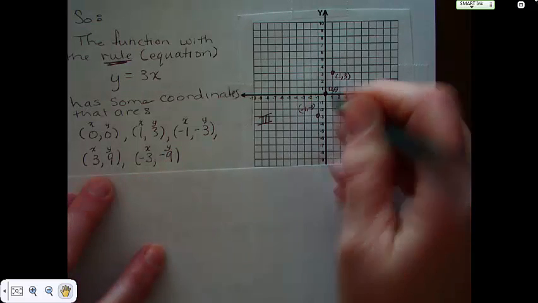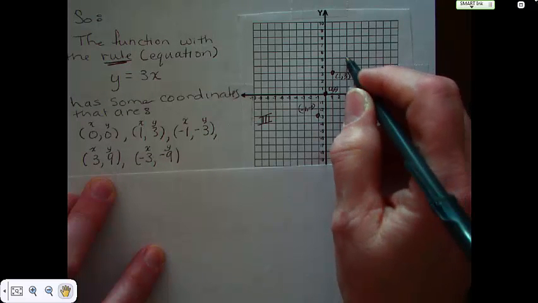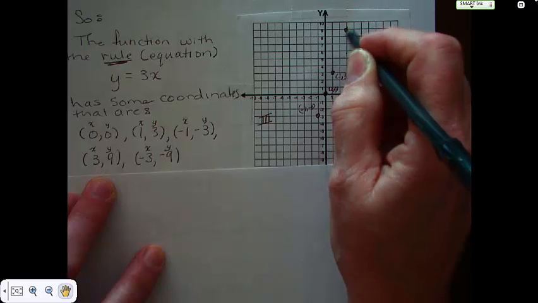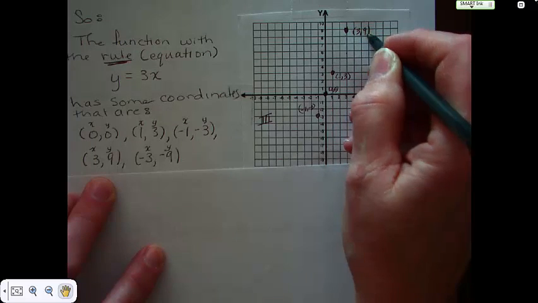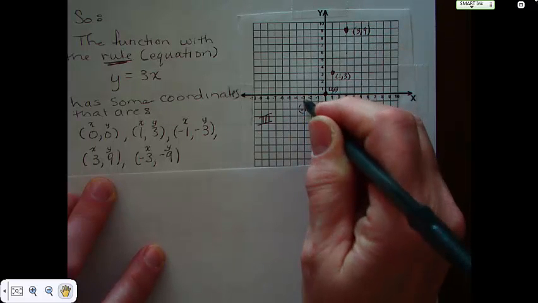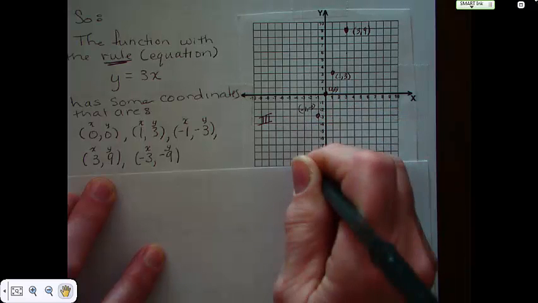And then we have 3, 9, so we go 3 to the right, and 1, 2, 3, 4, 5, 6, 7, 8, 9. Okay, so we have 3, 9. And then we have negative 3: 1, 2, 3, and negative 9: 1, 2, 3, 4, 5, 6, 7, 8, 9.